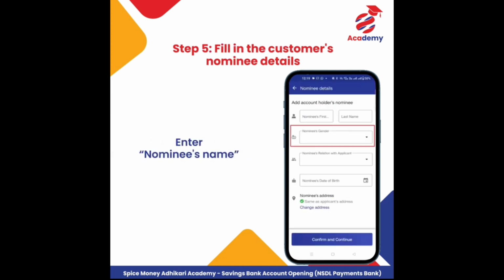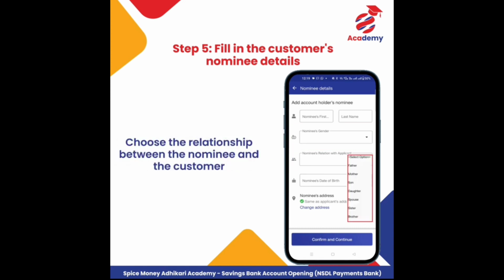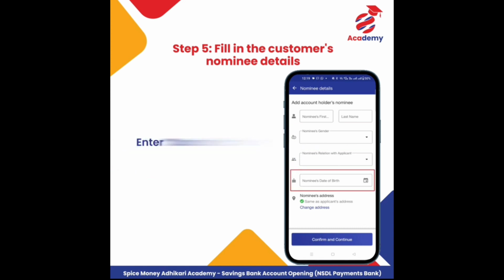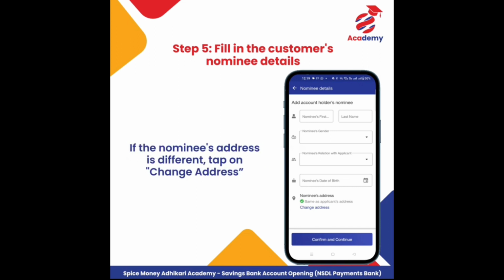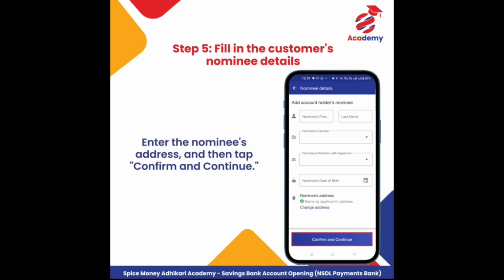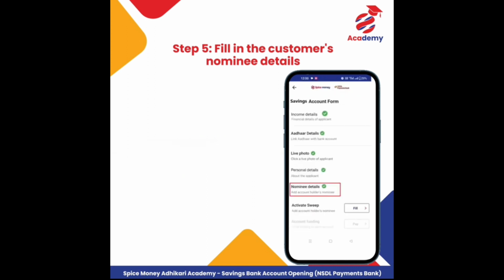Enter the nominee's name, select the gender, choose the relationship between the nominee and the customer, enter the date of birth. If the nominee's address is the same as the applicant's address, tick Same as applicant's address. If the nominee's address is different, tap on Change Address. Enter the nominee's address and then tap Confirm and Continue. The nominee's details have been successfully filled.